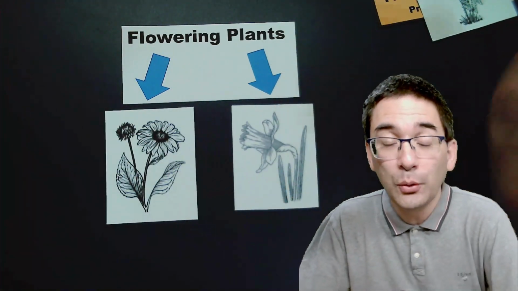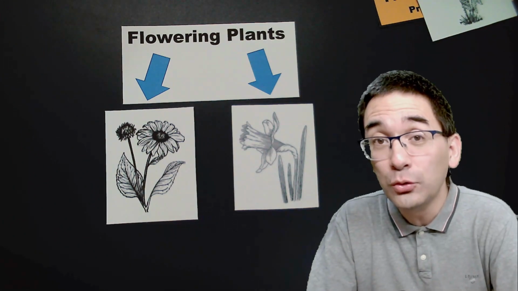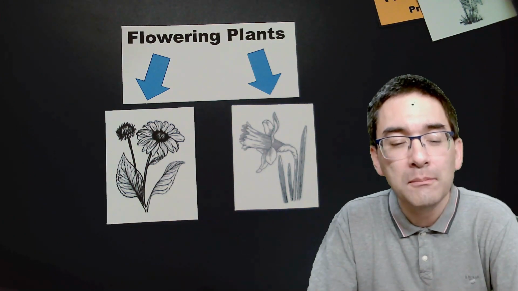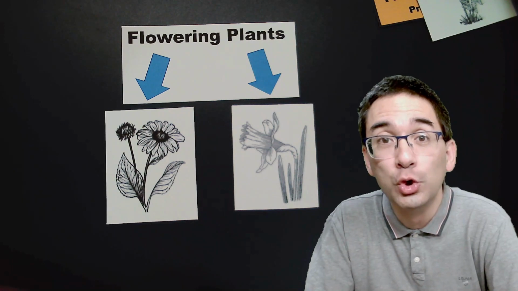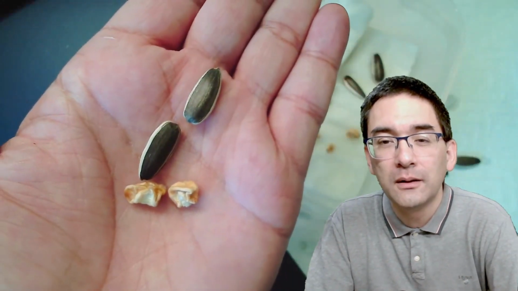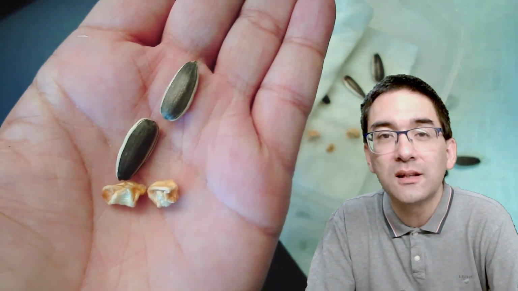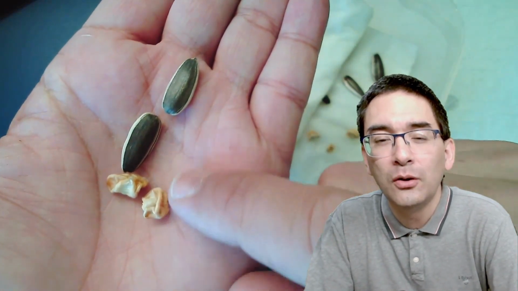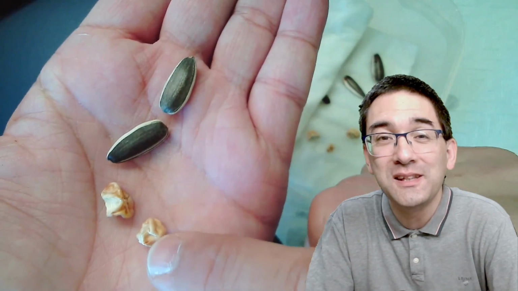And what I'm going to do now is show you what I did a few days ago, because I did try to germinate some seeds. So let's have a look here. The large dark seeds are sunflowers, and the yellowish, whitish, shriveled up seeds.